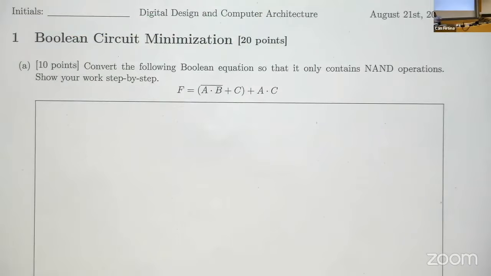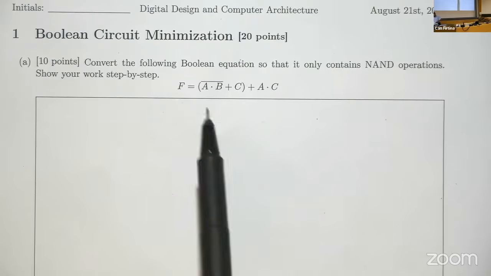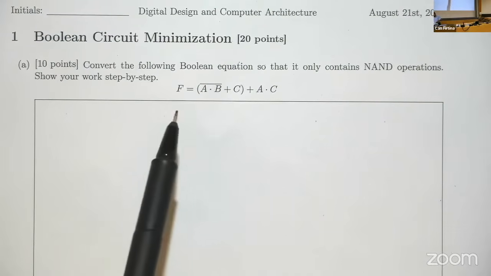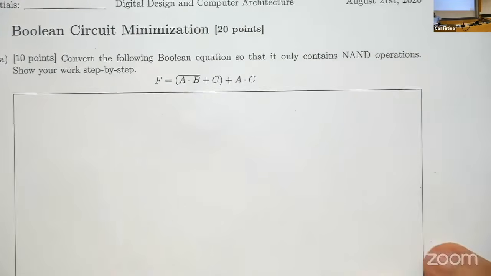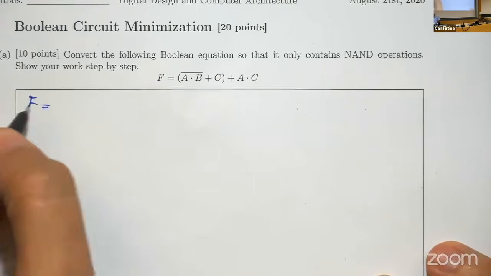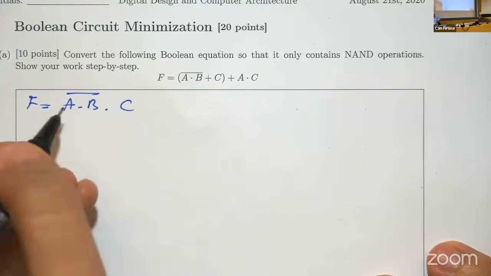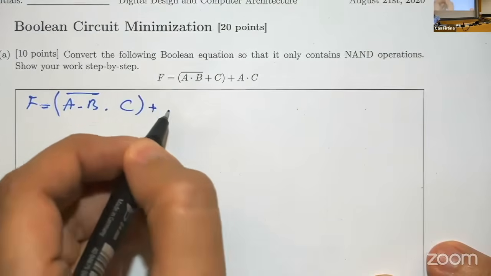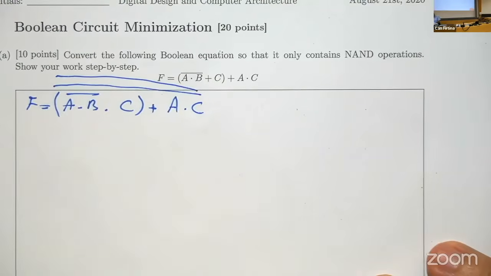Okay. The next question is about Boolean circuit minimization, which are usually the simple exam questions. So the first one is, we need to rewrite this equation to make it only using NAND operations. To solve such a question, usually a good strategy is to use double not. So we do double not.